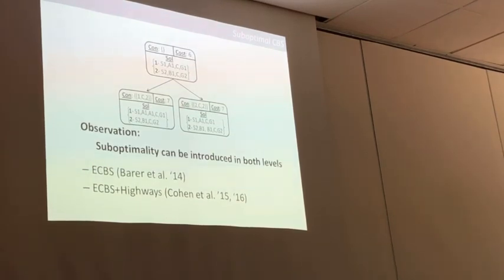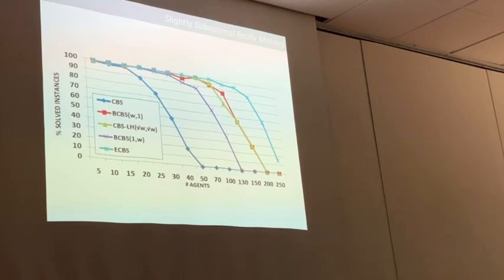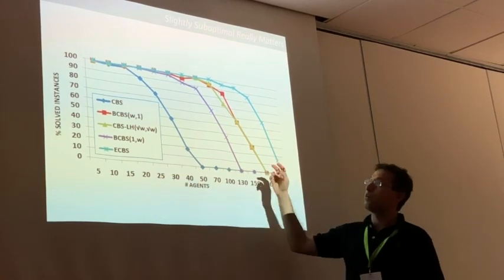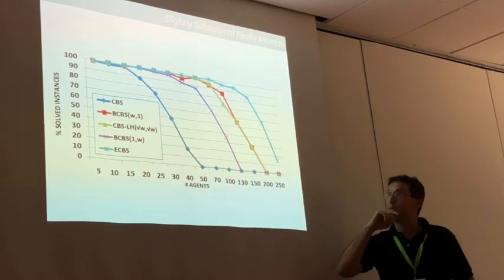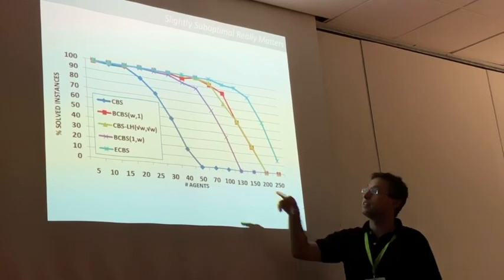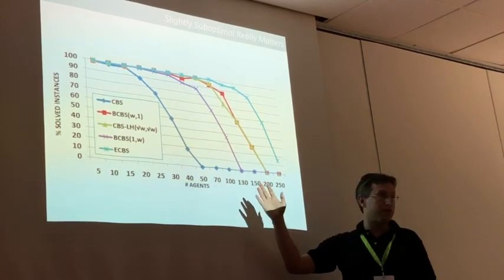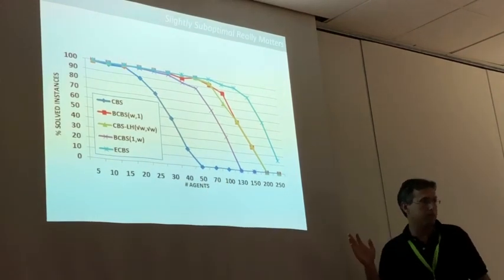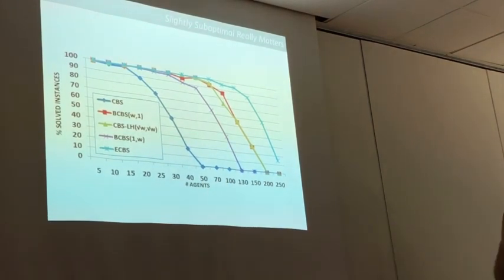Okay, why was it important for me to steal time from Roman and tell you about bounded suboptimality? Because it's really helpful. I want to look at this slide. The x-axis is the number of agents, and y is the percentage of cases solved. You can see that with CBS, you can solve in this specific map 50 agents. After that, you can't solve any problem. In this specific case, again, different maps behave differently.